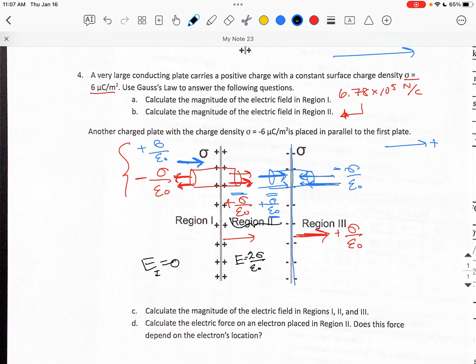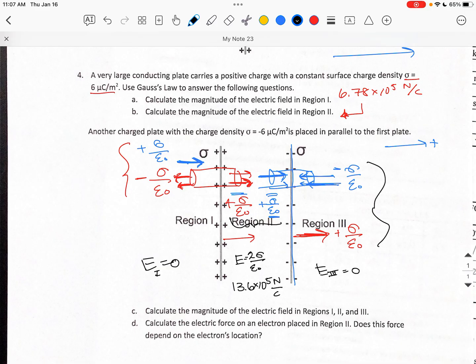And if I doubled my 6.78 times 10 to the 5th, I would end up with 13.6 times 10 to the 5th for region 2. And then for region 3, same thing happens. Everything cancels out, and the electric field in region 3 is also 0. So you can analyze it in that way.